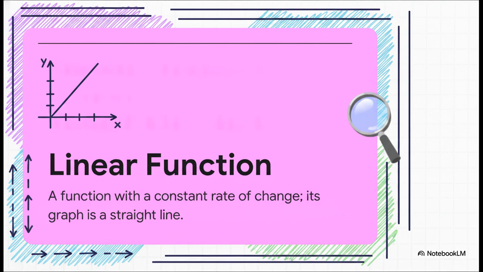So what is it exactly? Well, at its core, a linear function is all about a constant rate of change. That phrase right there is the secret sauce for everything we're about to discuss. Because that rate of change never wavers, it doesn't speed up and it doesn't slow down, its graph is always a predictable, perfectly straight line. It's reliable, and visually, it's honestly kind of beautiful in its simplicity.